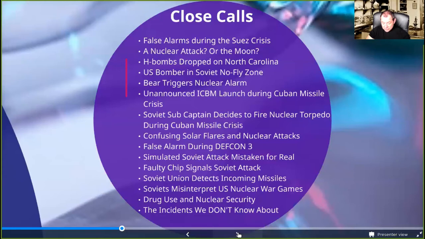Later investigations revealed that reflection of the sun on the tops of clouds had fooled the satellite into thinking it was detecting missile launches. So Petrov lied to his commanders because he was worried that nuclear war would begin if he told the truth.